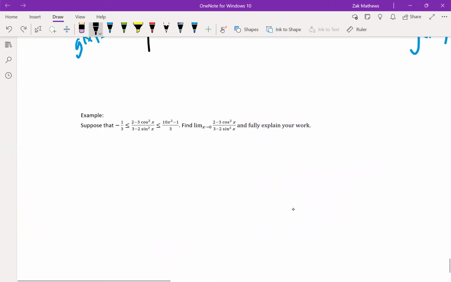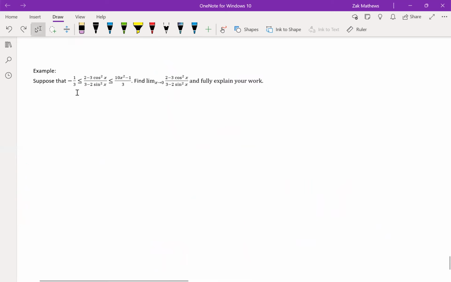So let's put this to use. Let's take an example. Let's suppose that we know the inequality -1/3 less than or equal to 2 minus 3 cosine squared of x over 3 minus 2 sine squared of x less than or equal to 10x squared minus 1 over 3. Let's find the limit as x goes to 0 of that inner function and fully explain why we know that limit to be the case.